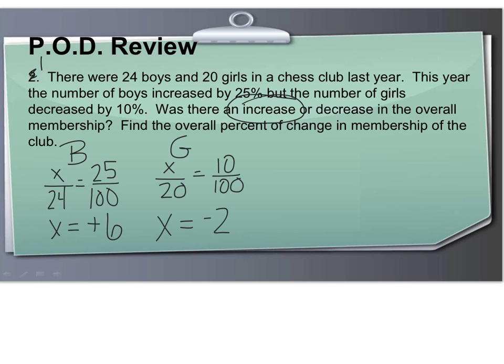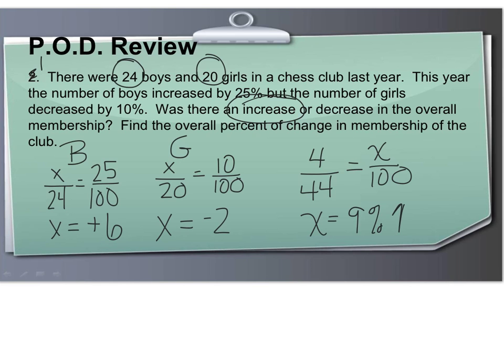So to figure out my overall percent of change, I'm going to take those 4 kids over the 44 original kids. I got 44 original kids by taking 24 plus 20. And I want to know what percent that is over 100. When I solve that and I round to the nearest whole percent, there has been a 9% increase in the chess club membership.